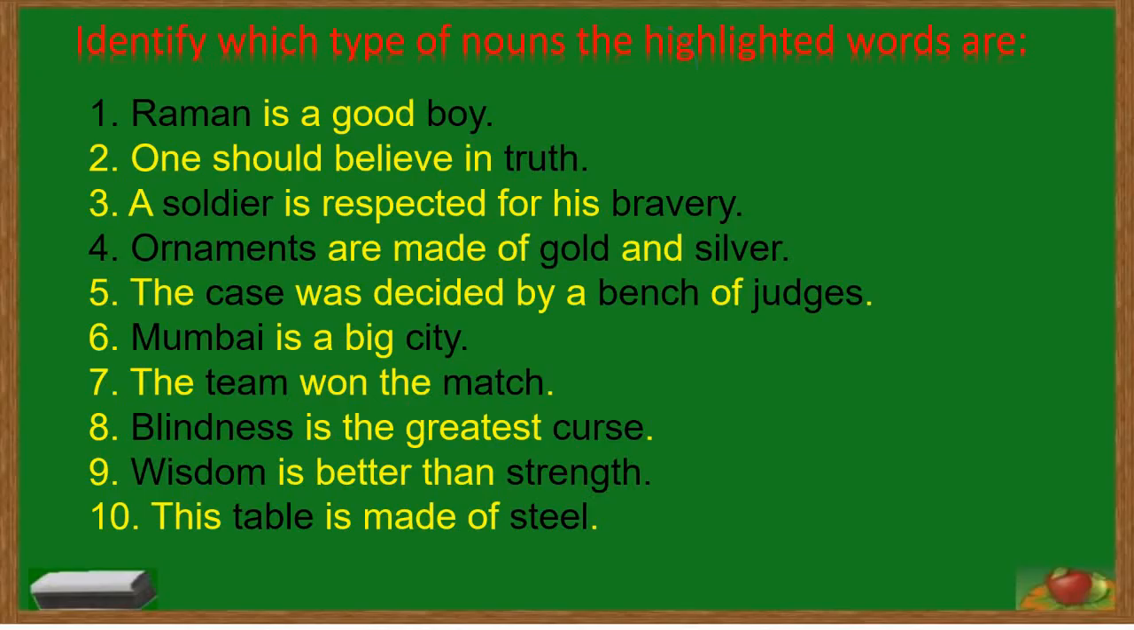Mumbai is a big city. Mumbai proper noun, city common noun. The team won the match. Here team is collective noun, match common noun. Blindness is the greatest curse. Here blindness and curse are abstract nouns. Wisdom is better than strength. Wisdom and strength are abstract nouns. This table is made of steel. Table common noun, steel material noun.